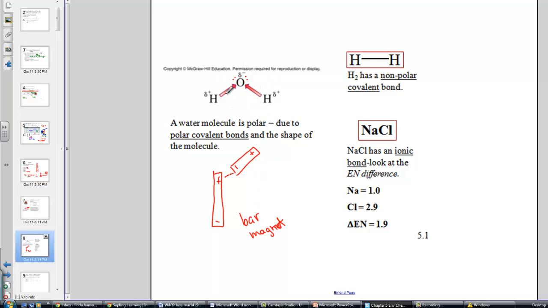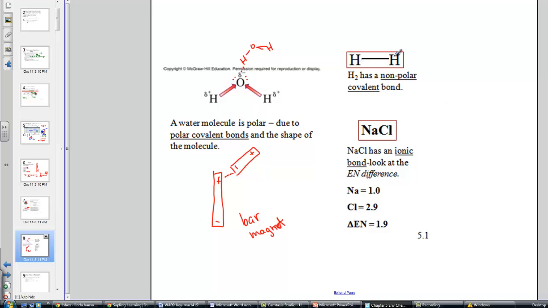If I consider the attraction, this negative oxygen is going to be attracted to another hydrogen, to its positive area. And I can see an attraction between positive and negative, setting up intermolecular forces.